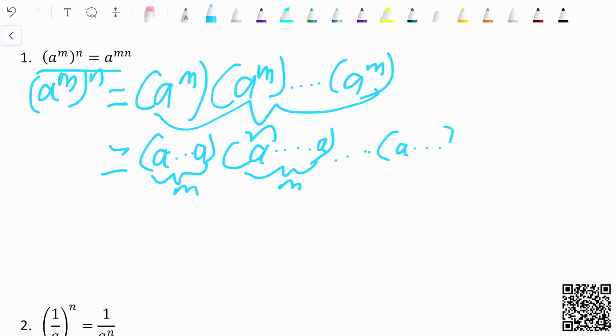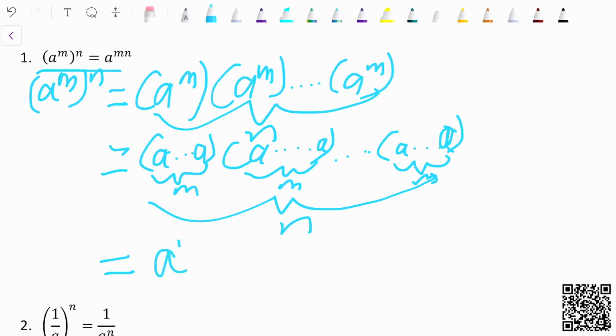One last one just to prove my point. And there are n a^m's in total. So each of these contains m a's, and in total there are n of those groups, so that would equal a to the power of mn.